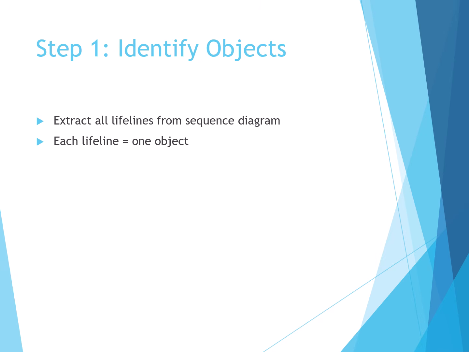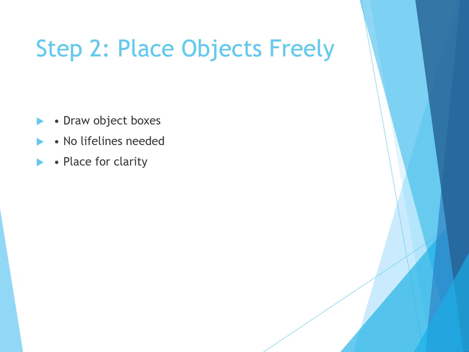Next, place objects freely. In a collaboration diagram, there is no concept of vertical time flow. You can place objects anywhere, just make sure it looks clean and organized. No lifelines are needed. Usually keep the customer on one side and the others spread around it, placed for clarity. Whenever you are drawing a collaboration diagram, you should see which one is connected to which, and put those nearby.